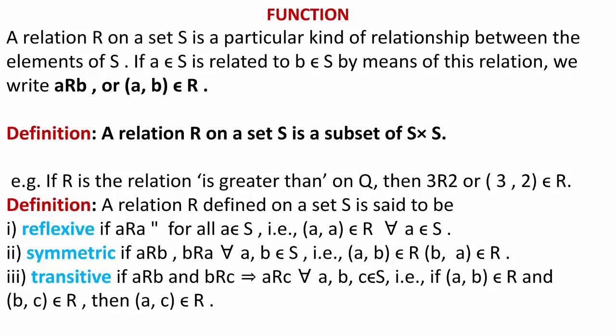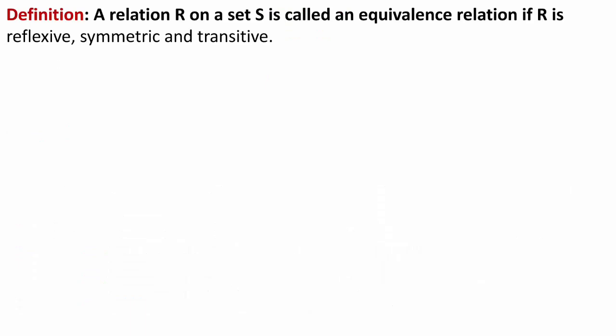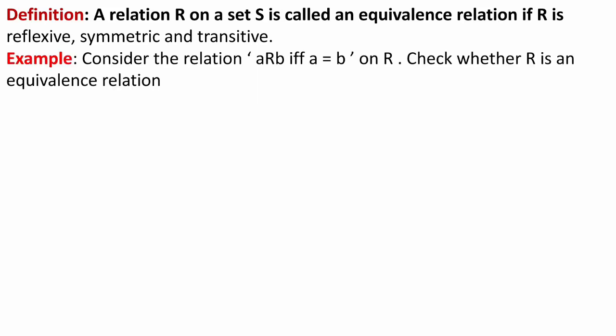And the relation is said to be transitive if a related to b and b related to c implies a related to c for all a, b, c belonging to S. That is, if the ordered pair (a, b) belongs to R and the ordered pair (b, c) belongs to R, then the ordered pair (a, c) also belongs to R. A relation R on a set S is called an equivalence relation if R is reflexive, symmetric, and transitive.